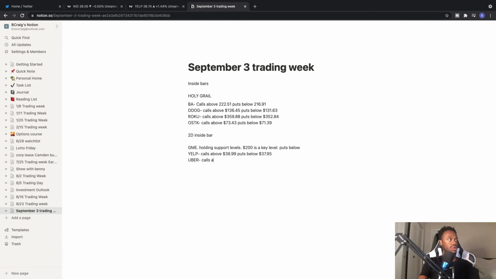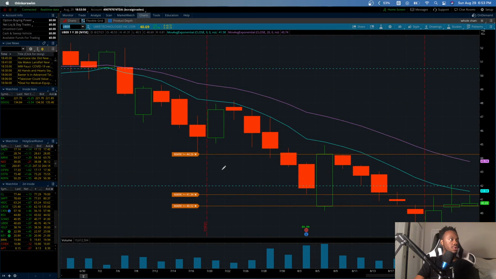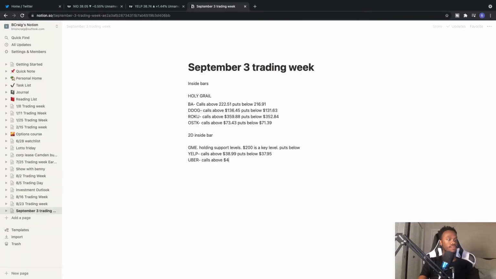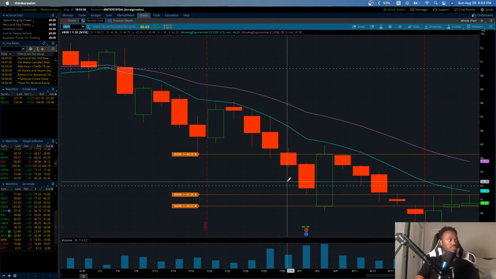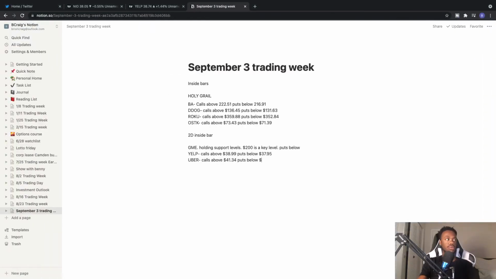So Uber, we're going to get into some calls above 41.34. Uber calls above 41.34. Below 40.52. Sweet. All right, so the triggers are there, the levels are there, the alerts are there, so I don't even have to sit there and watch it, but that's a pretty good list right there. That's like 7 names.